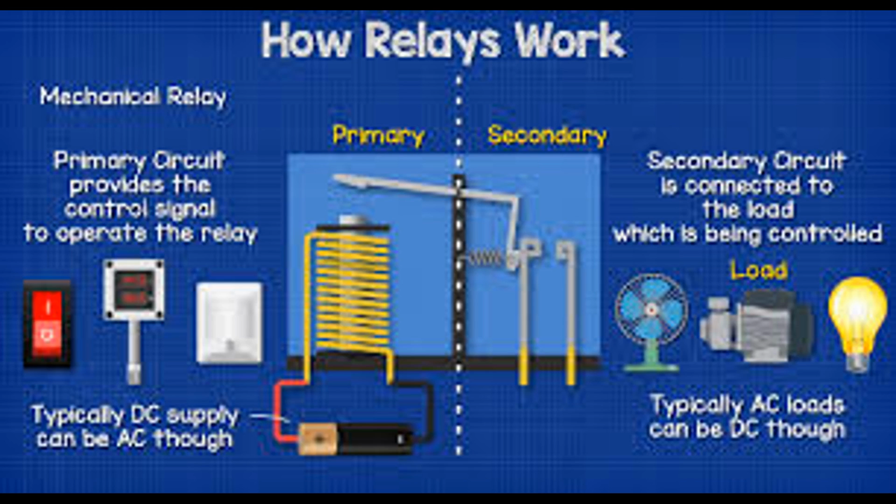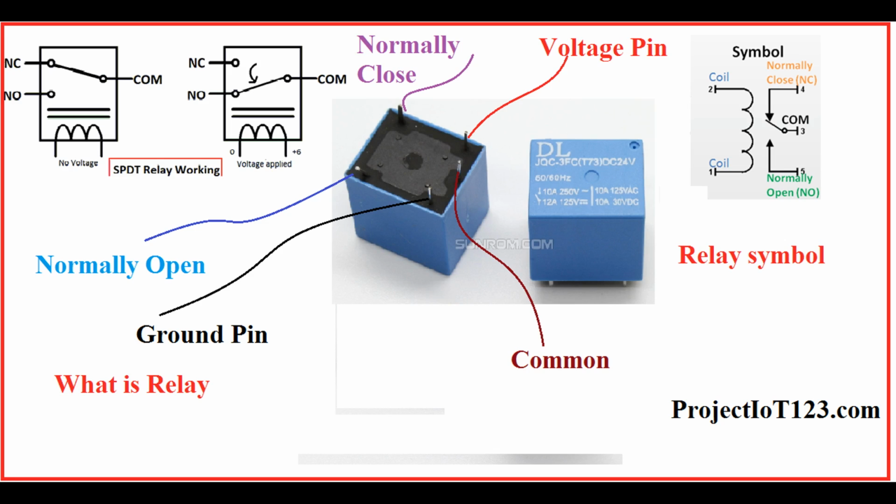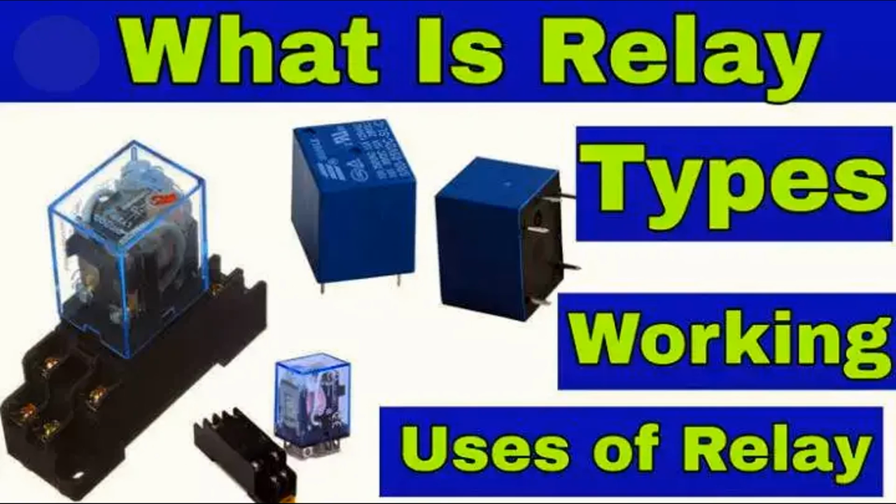Contact rating. The output circuit of the relay is designed to handle specific electrical loads based on factors such as voltage, current, and power rating. It's important to ensure that the relay's contact rating matches the requirements of the connected load to prevent overheating, arcing, or damage to the relay contacts. Protection features. Some relays may incorporate protective features in the output circuit, such as transient suppression diodes, snubber circuits, or varistors, to suppress voltage spikes, surges, or other electrical disturbances that could damage the relay or connected devices.